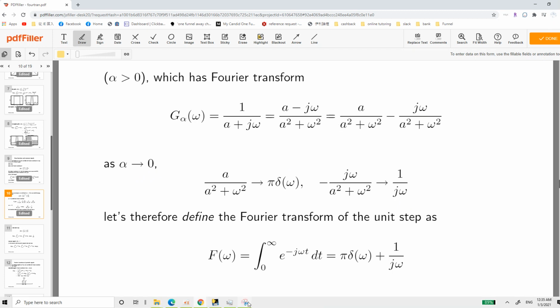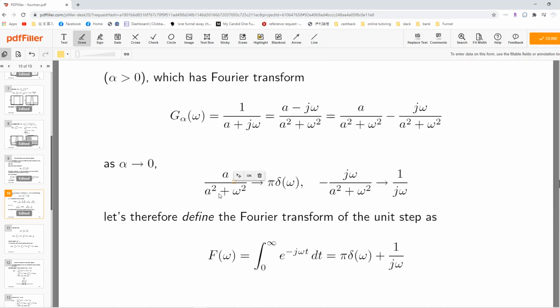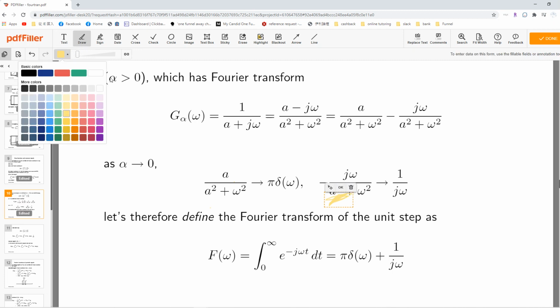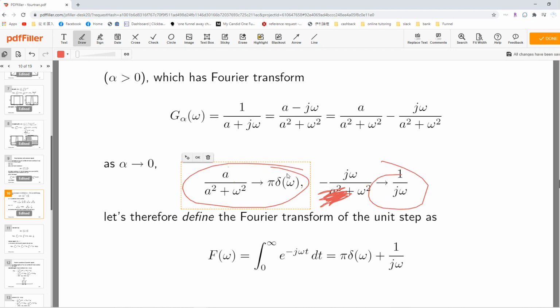Okay. So this is a technical thing, right? This 2 alpha over alpha squared plus omega squared equals this, and this becomes this. This becomes this is easy, right? Because you just take alpha to be 0, so you just remove this. So it becomes this, right? But this becomes this. So this is the technical one.